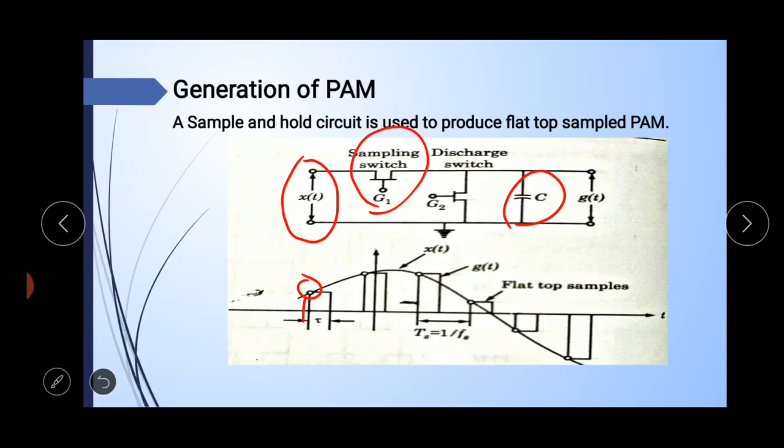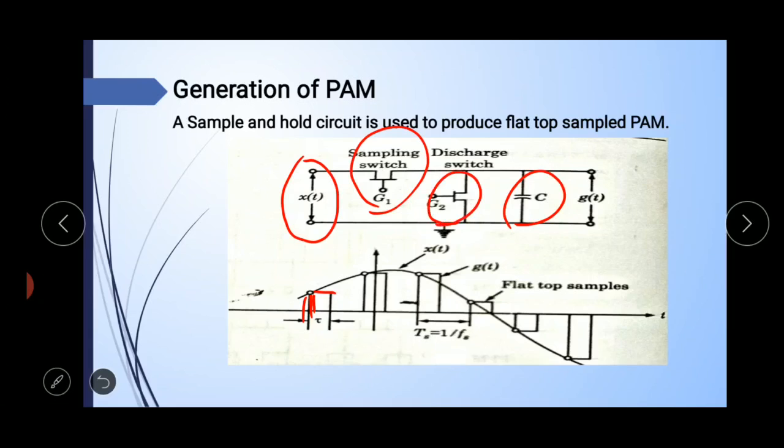Then the sampling switch is open, which means when the pulse ends, the sampling switch is opened, so it is not in an activated condition. For that duration the capacitor C holds the charge. It charges up to this value, and when the sampling switch is open it holds this value until what time?